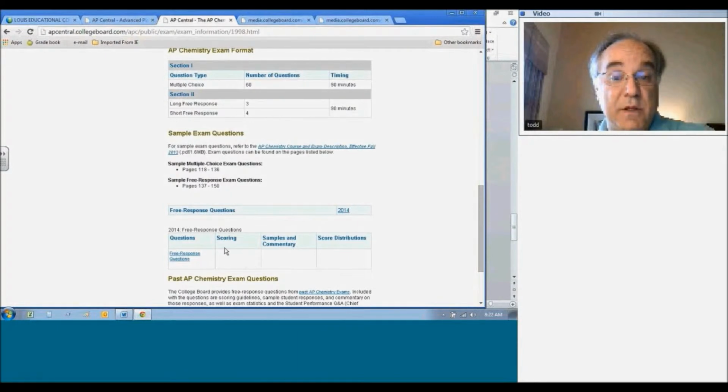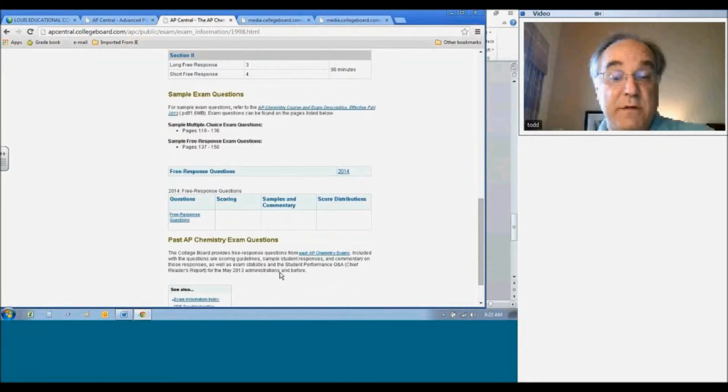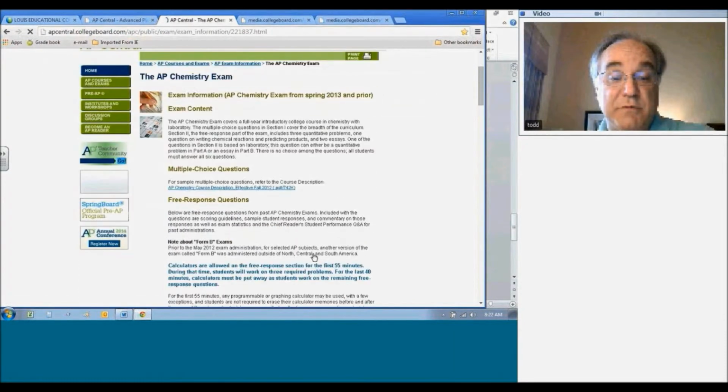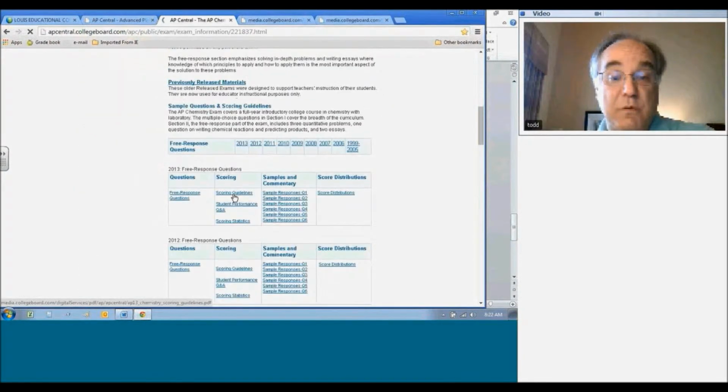And when they do get published, they will be right here along with the other information the College Board releases, which would be the scoring guidelines, the student performance question and answer session with the chief reader, and the scoring statistics, along with sample responses for each of the questions. Those are actual student responses. There are 3 of them, with the scoring commentary from the readers as to exactly why those students received the grades that they did, and then the score distributions for the overall exam.